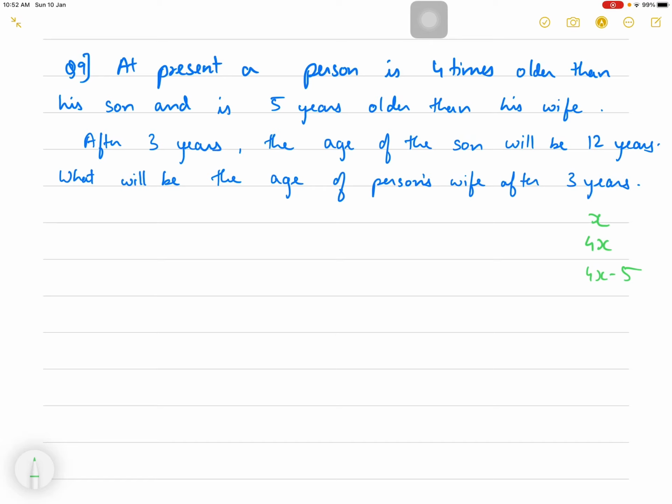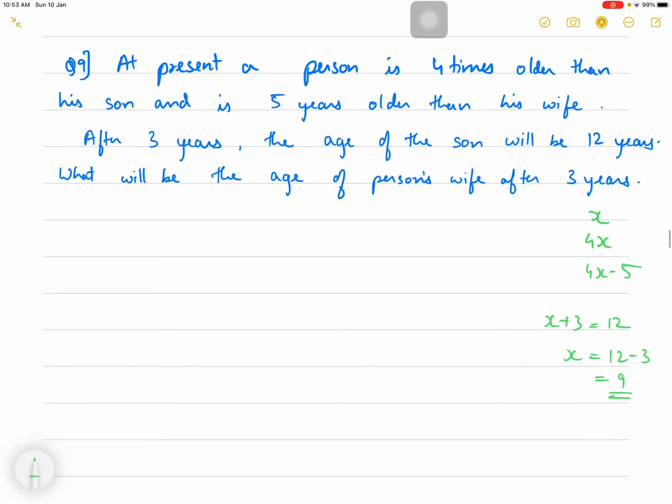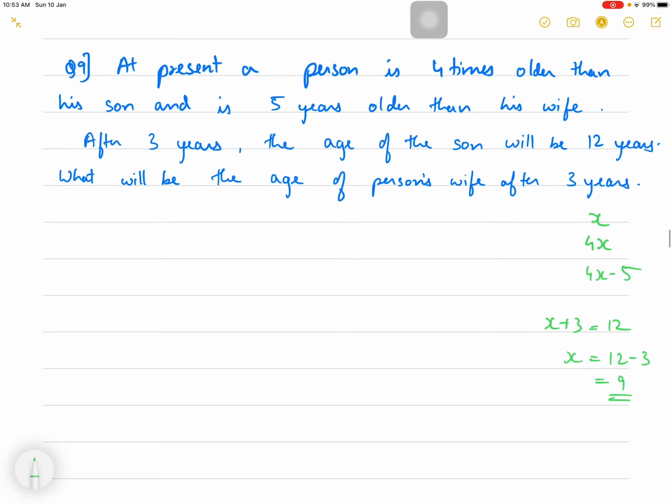Right? After 3 years, the age of son will be 12. That means now son's age is x. After 3 years, his age will become x plus 3, right? And then the age of the son will be 12. So x plus 3 is equal to 12. So x is equal to 12 minus 3, which is 9. So son's age now is 9 years, right? So present age of son is 9.